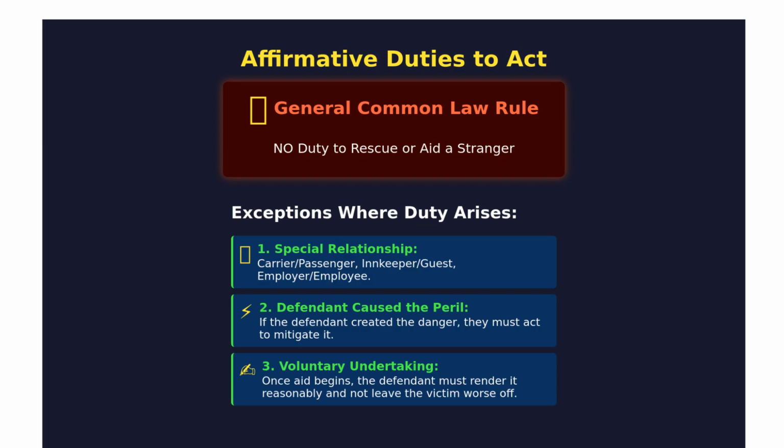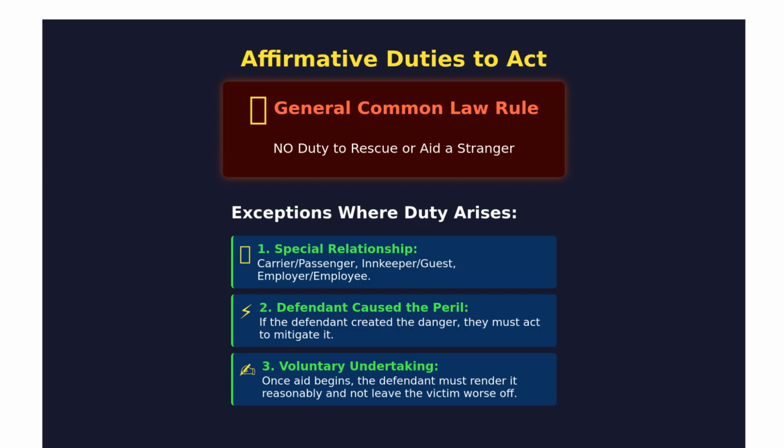This is often called the no duty to rescue rule. However, this rule has critical exceptions where the law does impose an affirmative obligation to help. First, an affirmative duty arises if a special relationship exists between the parties. Think of a common carrier and its passenger, or an innkeeper and a guest.